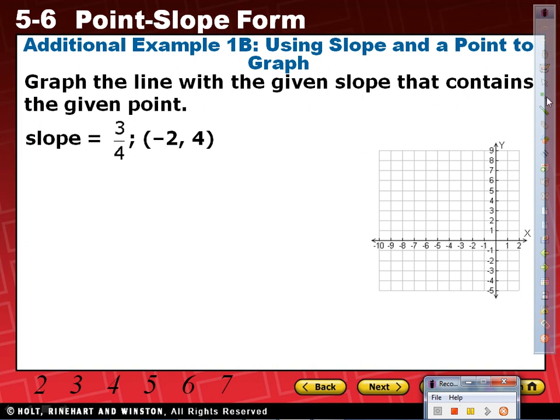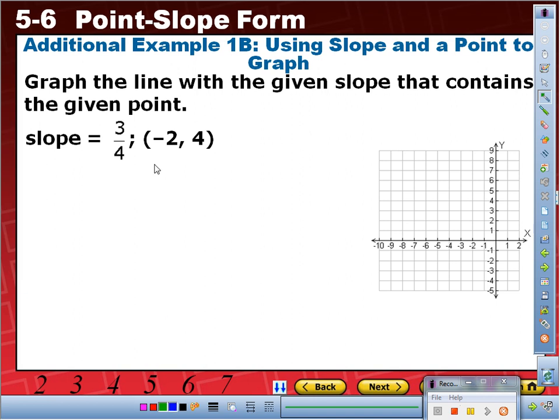Okay, here we go. So they give us a point, and this is my x value, my y value. Let's plot that. -2 and 4 of y, it's up here. So I plot my point. Okay, so we're doing this one together. Plot your point.